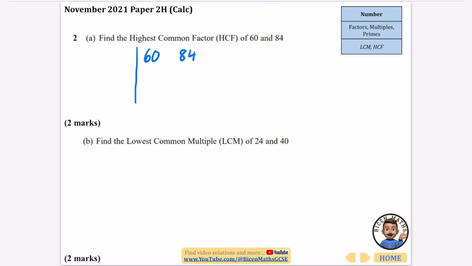I'm going to do that method I had previously where you divide them both by something. Now these both look like they're going to be in the 2 times table, so I can divide them both by 2. These look like they're both in the 6 times table, so I'm going to divide them both by 6. It's going to leave me with a 5, and 6 times 7 is 42. Now 5 and 7 have got nothing in common. So the highest common factor are these ones multiplied together. The highest common factor is therefore 2 times 6, which is 12.